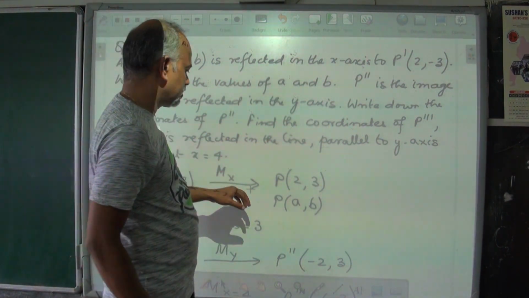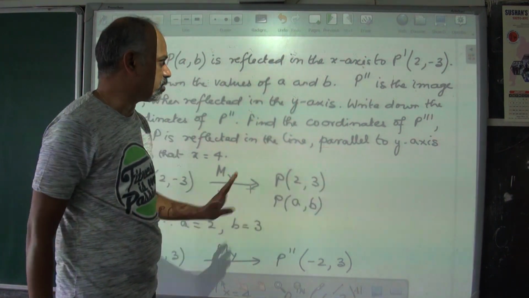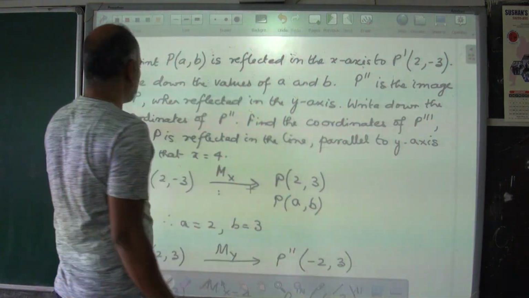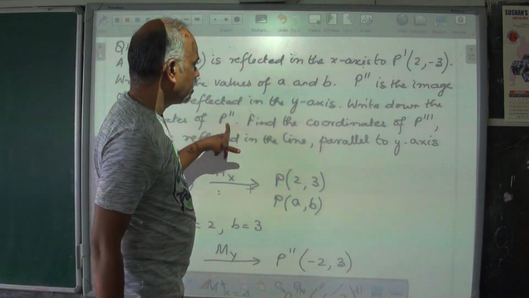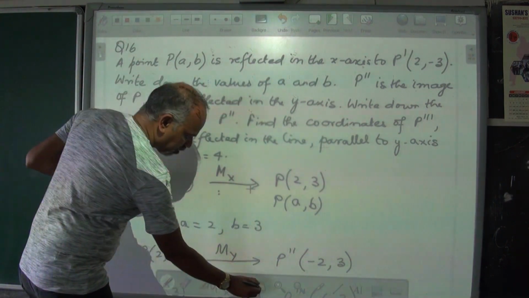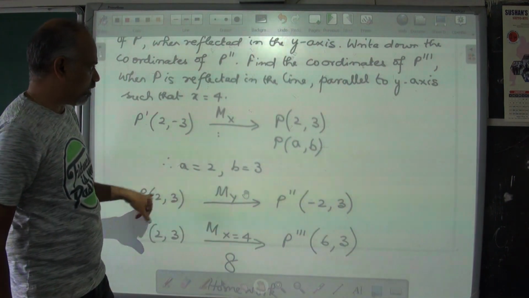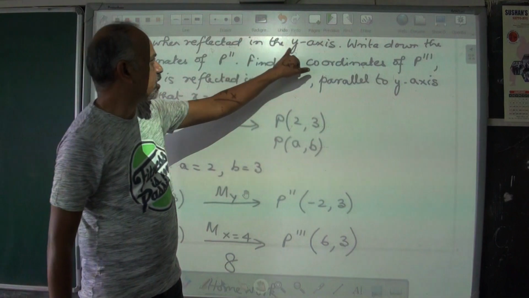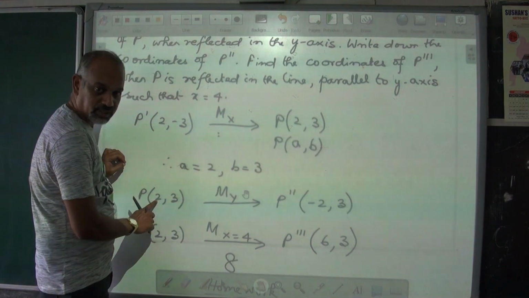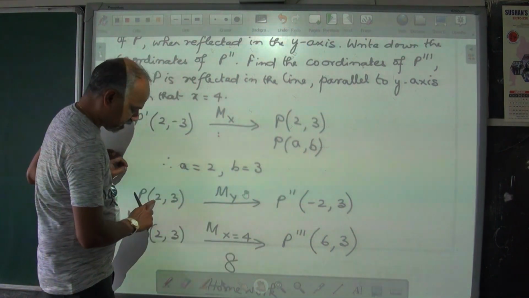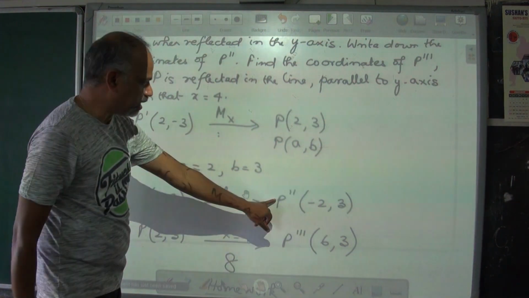The second part of the question is, now you know A and B, which means P's coordinates are 2, 3. P double dash is the image of P when reflected in the y-axis. Write down the coordinates of P double dash. So we are going to start from P. P is 2, 3. It is reflected in the y-axis. If you reflect any point on the y-axis, x's sign will change. P becomes P double dash. X's sign changes. 2 becomes -2 and 3 remains the same. So you found P double dash.